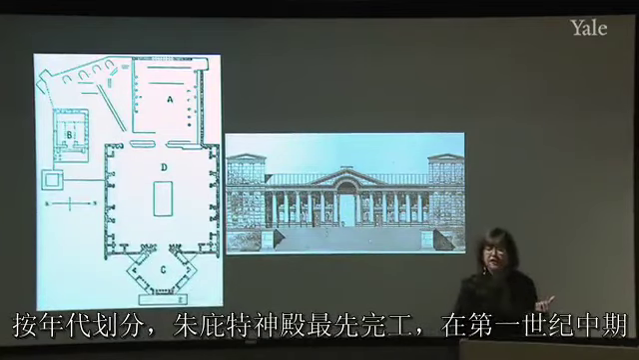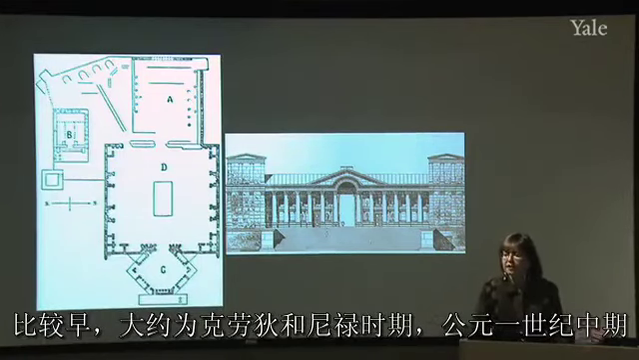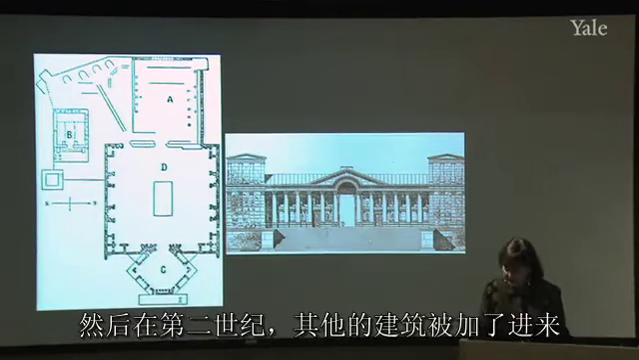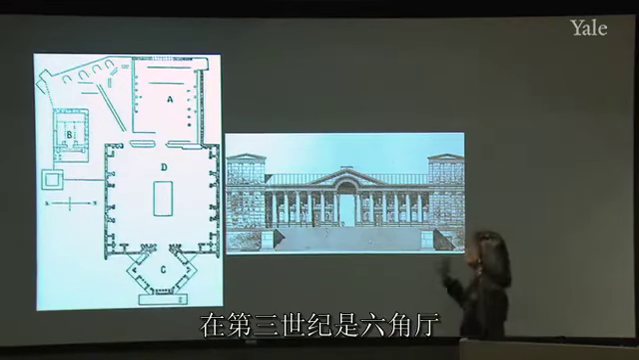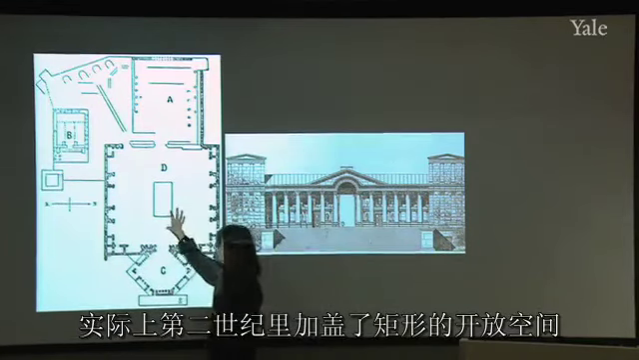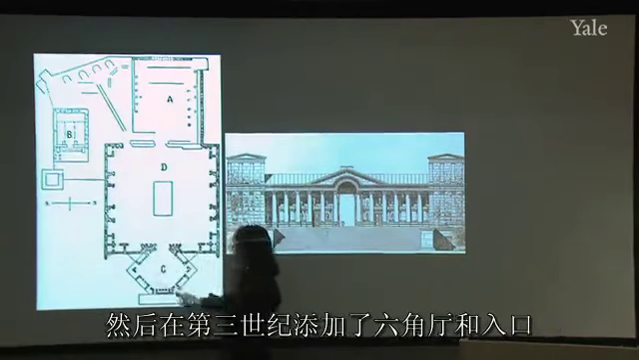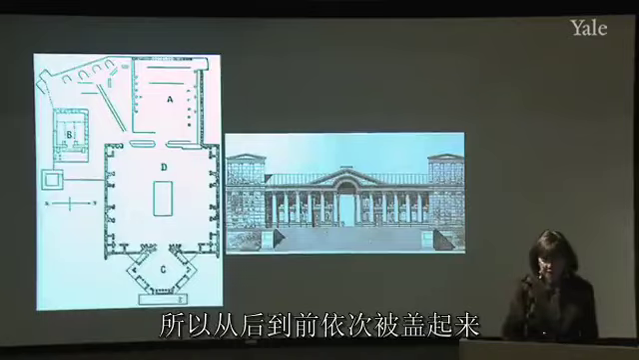Now the chronology is that the Temple of Jupiter was built first in the mid-1st century AD. That's way back, like the time of Claudius and Nero. Then in the 2nd century the open rectangular space was added, and in the 3rd century they added the propylon, the hexagonal court and the entranceway. So moving from the back toward the front.